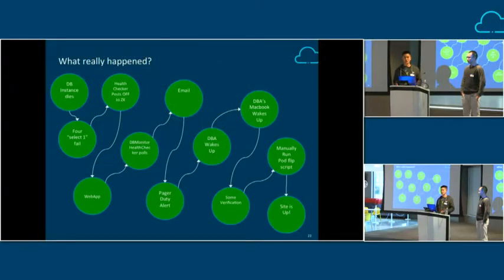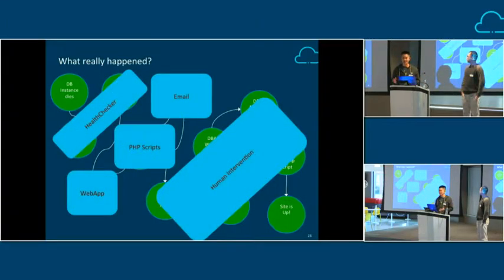So before Spatula, what really happened? It looks something like this. But to make things a little bit simpler, there's some high-level parts. We have this thing called a health checker, which checks to see if our database instances are healthy or not. We have dependencies on our web app. We have some PHP scripts. We have email, actually. We wake up a DBA in the middle of the night, and they go and fix our problems. So a lot of human intervention.